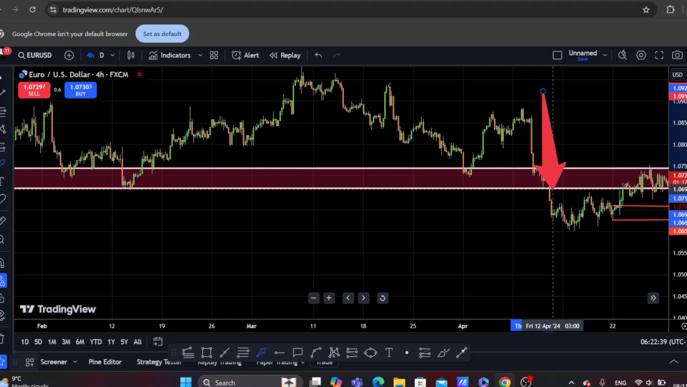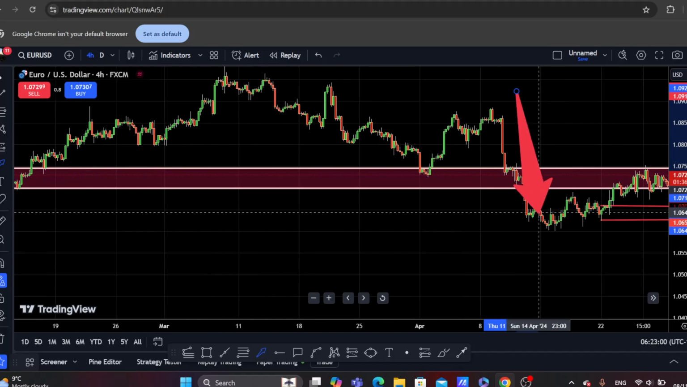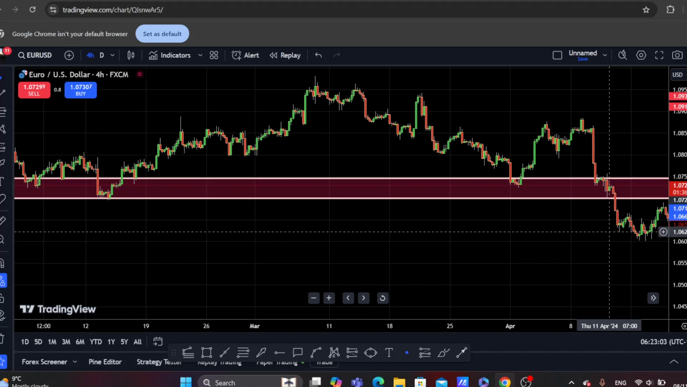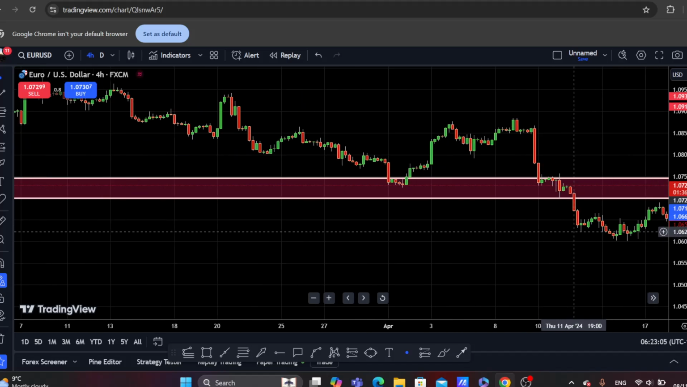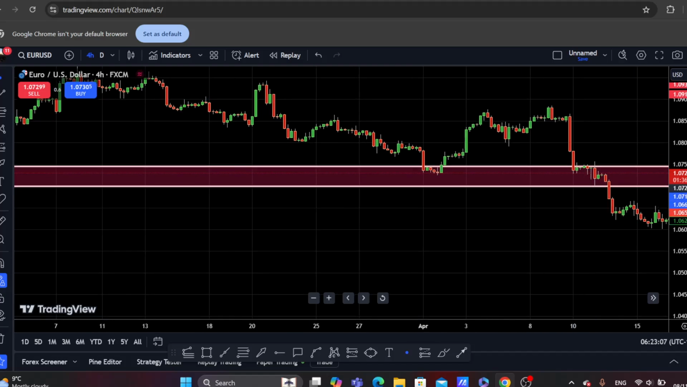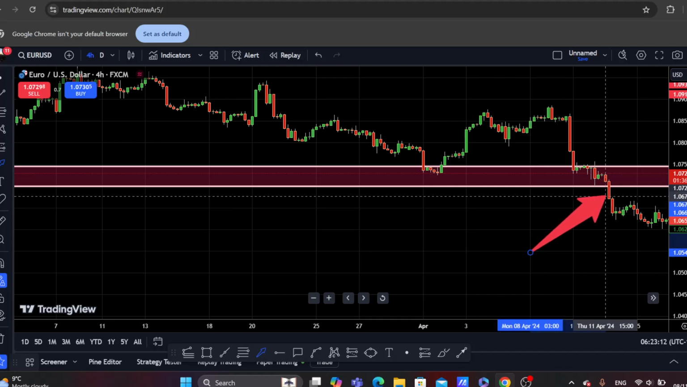Also, if you've seen my previous videos, I've always mentioned that when we break a level, we break with a big engulfing candle like this, for example. This is a big engulfing candle. As you can see, there are no wicks, so it's a big engulfing candle right there. Let me zoom that in for you. I'm sure you can see it, but I'm not sure if your eyes are as bad as mine. So you can see that engulfing candle right there.